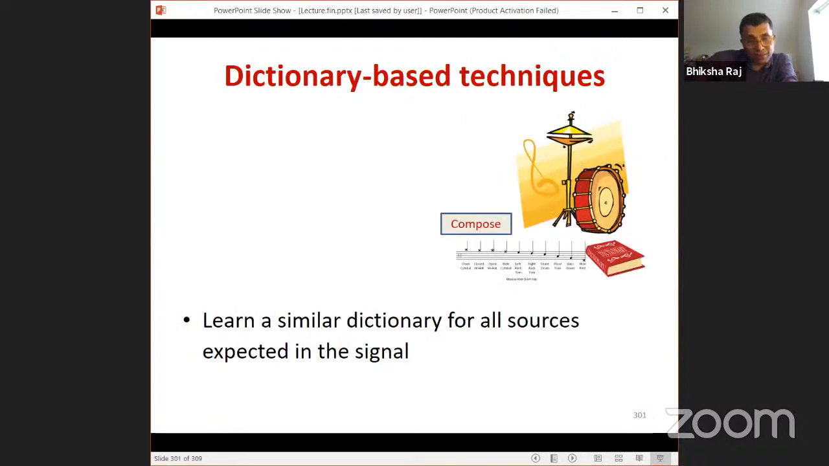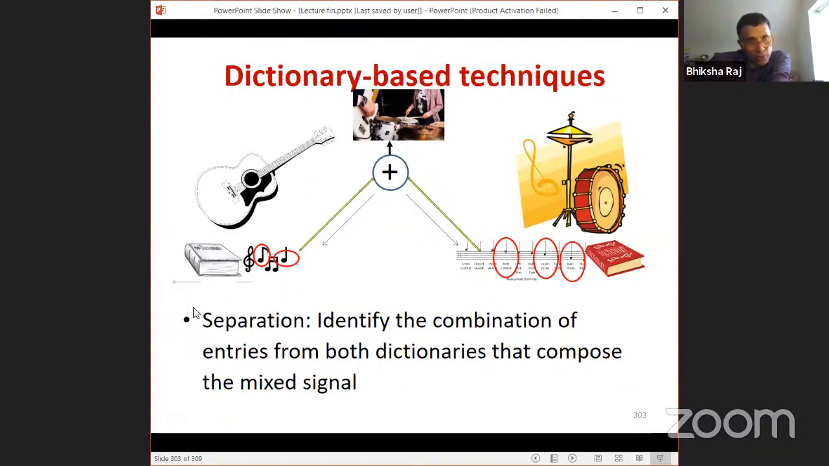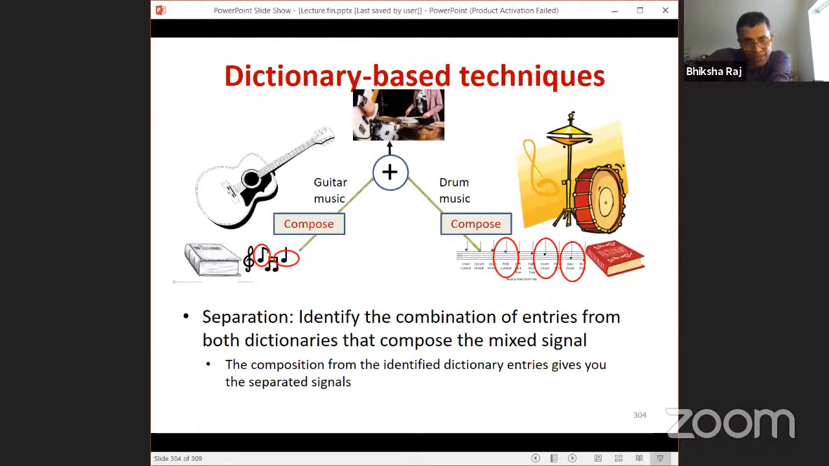So if I were trying to separate mixed sounds, I'd learn a dictionary for all the sources expected in the signal. For example, I could learn a dictionary for the drums and a dictionary for the guitar. And then finally, when I get a mixed recording of drums and guitar, the question I'll ask myself is, what combinations of building blocks from the guitar dictionary and the drums dictionary do I have to combine to construct this mixed signal? Once I find the optimal set of building blocks from these two sets, I can just play out the contribution of the building blocks from this set to reconstruct the guitar, and the combination of building blocks from this dictionary to reconstruct the drums, and I have separated sounds. So I can recompose the separated signals.